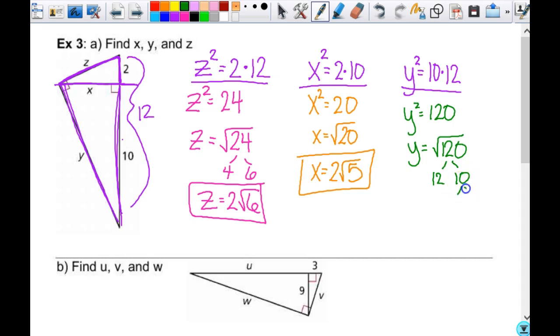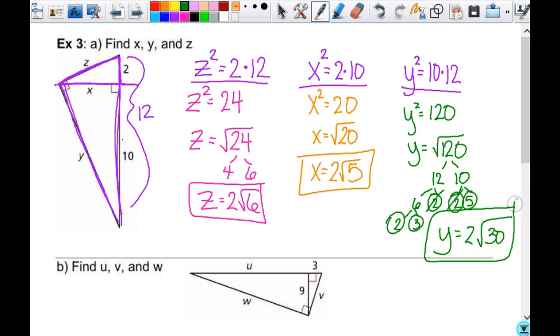All right, so 10 becomes 2 and 5. This becomes what? 6 and 2. Okay, and then 2 and 3. So that means y is equal to 2 times the square root of, and then those are all singles, so they multiply back together, 30. We good with that? Any questions?